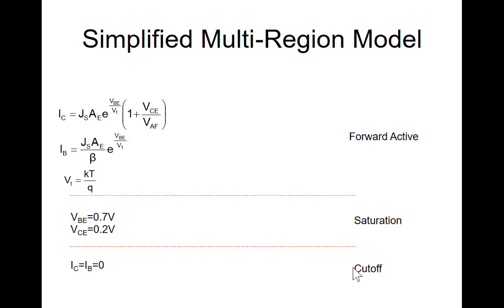They're all easier to calculate. It's a lot easier to calculate. If you can guess which region you're operating in, then you've got a simple model to work with, and all you have to do is verify the region of operation. So we need to get the boundaries for these regions of operation.